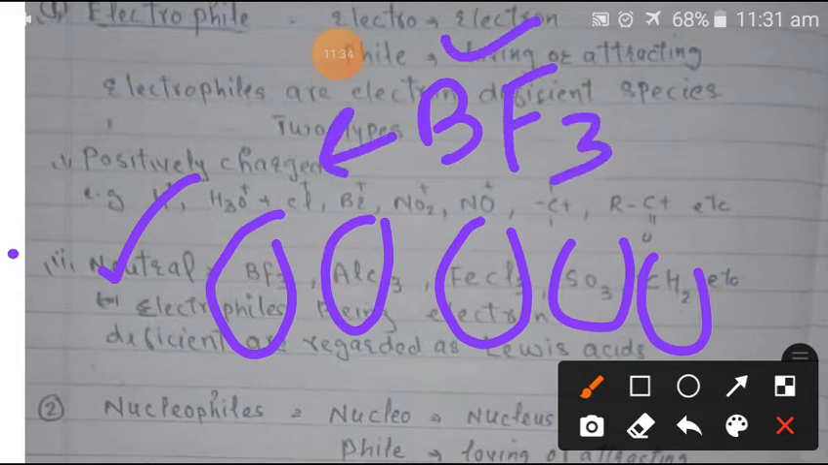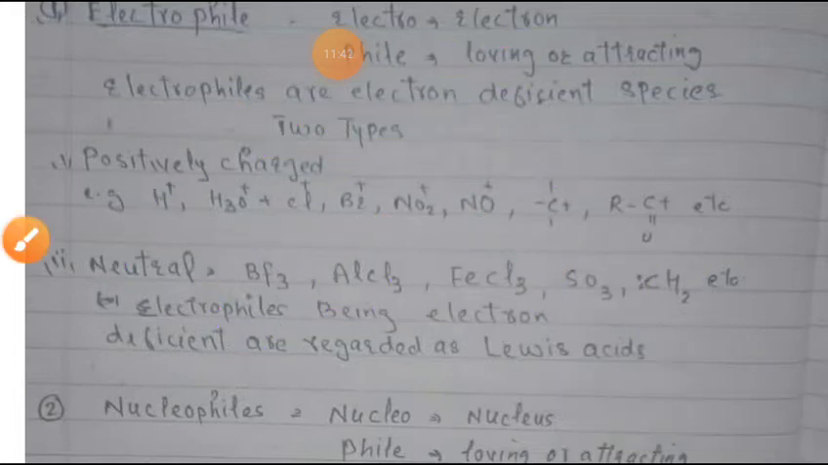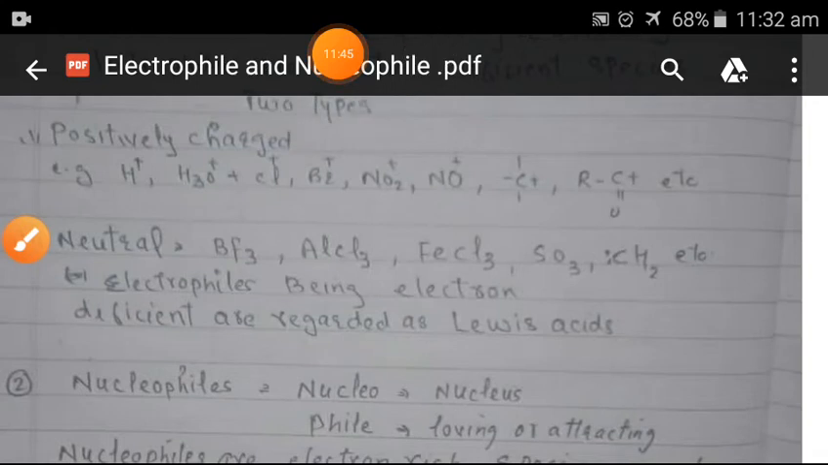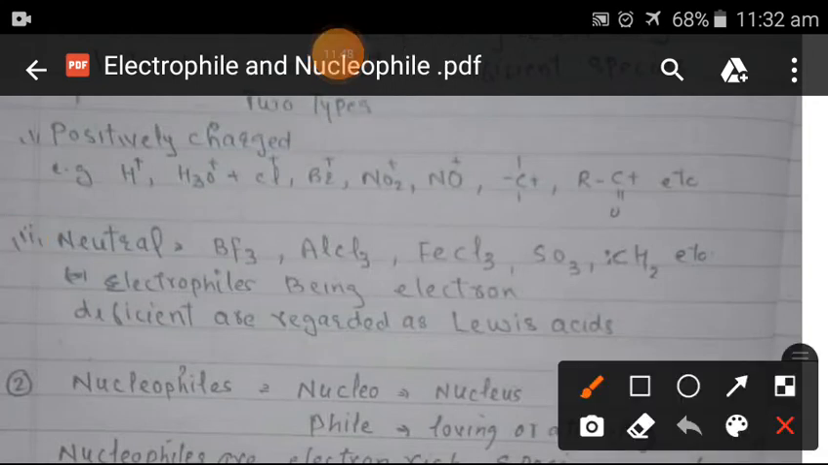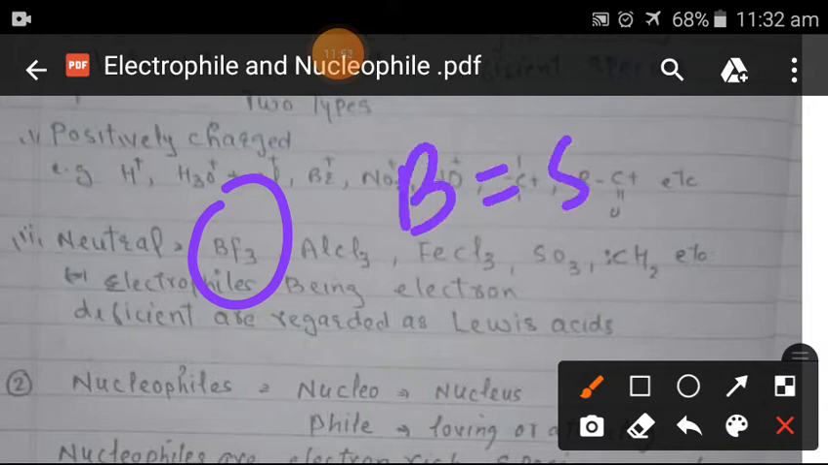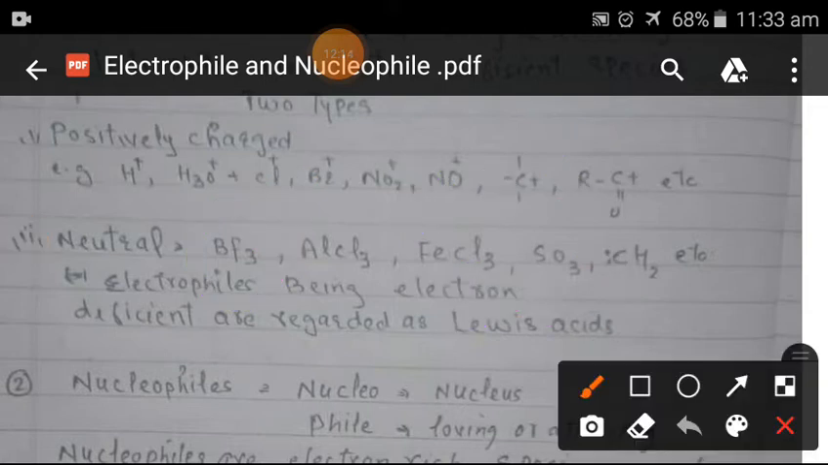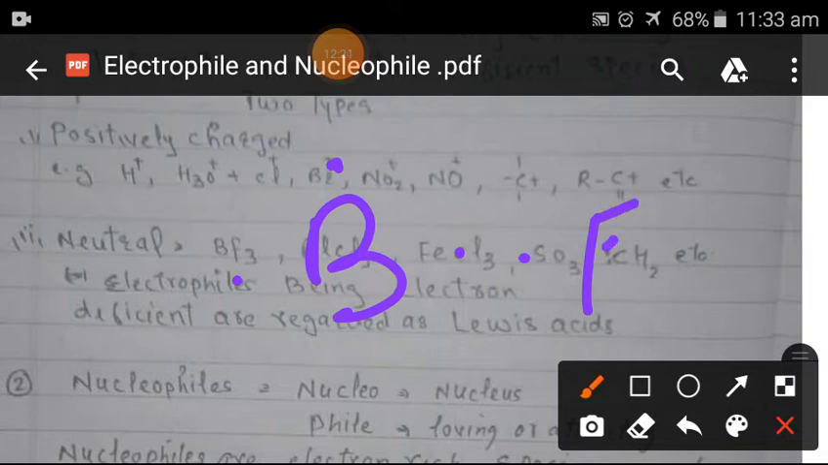In boron trifluoride, boron is electron deficient. If you see the atomic number of boron, it is 5. Its first shell contains 2 electrons, the second contains 3. Clear? 3 plus 2 gets 5. But when 3 fluorine atoms get attached to this with 1 electron each, in this boron fluoride boron has only 3 valence electrons. So 3 fluorine atoms get attached here.